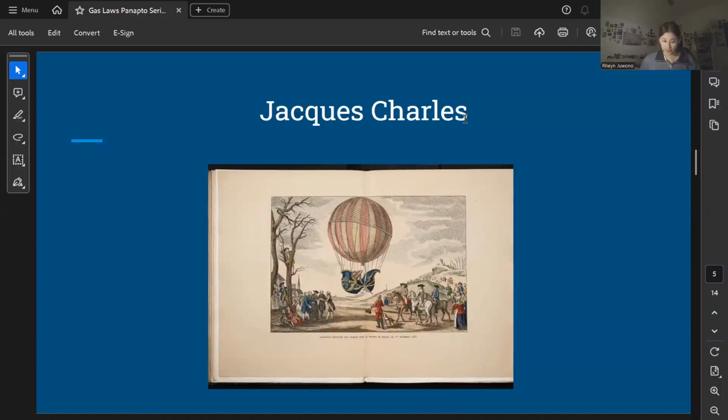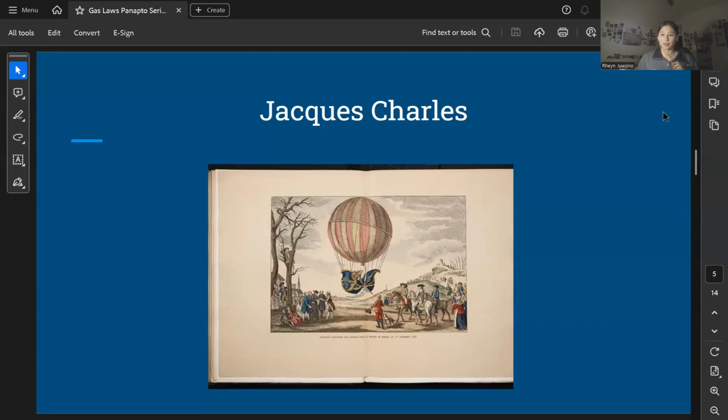Jacques Charles was a French mathematician and physicist who lived from 1746 to 1823. He's credited with the invention of Charles' law, although he didn't actually publish it. Gay-Lussac did later, but Gay-Lussac credits Jacques Charles. So anyways, Charles discovered his law through his work with hot air balloons.